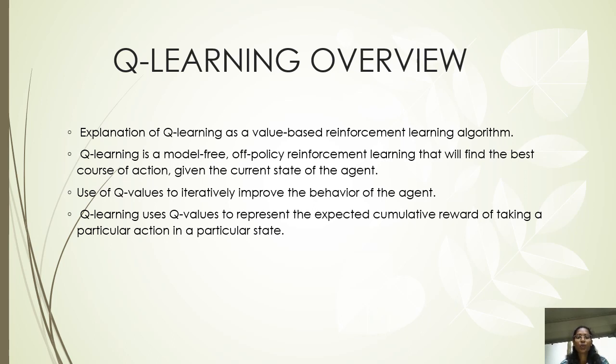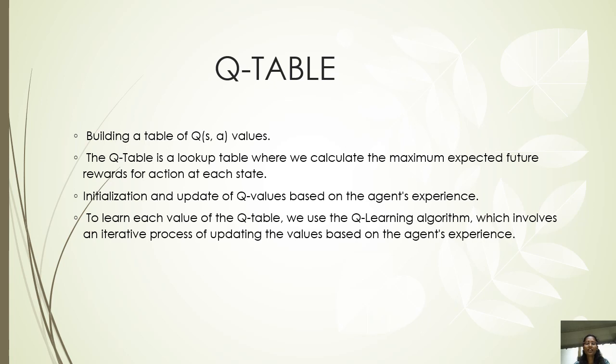It uses Q values to iteratively improve the behavior of the agent. By this Q learning, the Q values can iteratively improve the behavior of the agent. The Q values represent the expected cumulative rewards of taking a particular action in a particular state. In Q learning, we can build a Q table, a table of Q(S, A) values.